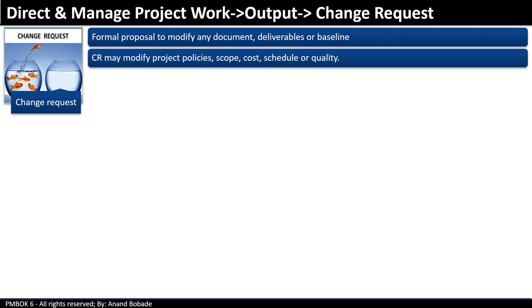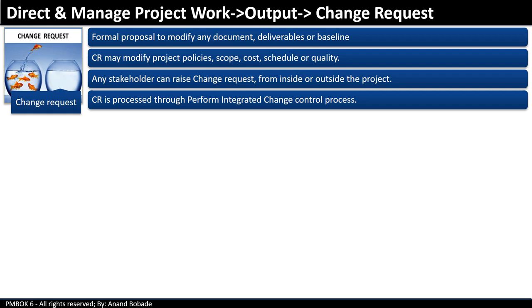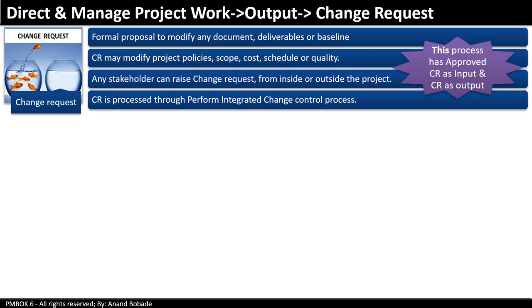The next output of the direct and manage project work process is a change request. What is a change request? It is a formal proposal to modify any document, deliverable, or baseline. A change request may modify project policies, scope, cost, schedule, or any aspect of quality. Any stakeholder can raise a change request. It can be raised from inside or outside the project. A change request is processed through the perform integrated change control process. This process has approved change requests as an input and change requests as an output.